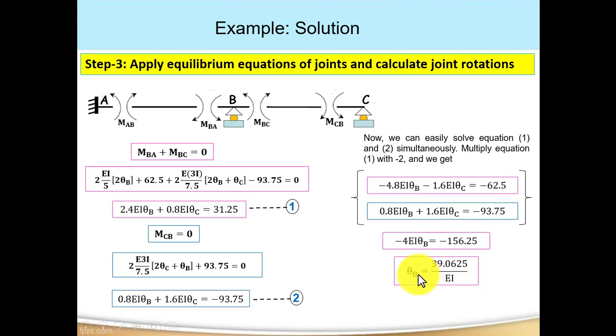Theta B equals 39.0625 over EI. Once I have calculated theta B, simply substituting theta B into one of the two equations, I can calculate theta C as minus 78.125 divided by EI. Now, once you have theta B and theta C, simply substituting those joint rotations into the slope deflection equations, we can calculate the end moments, which is the main question of this example.